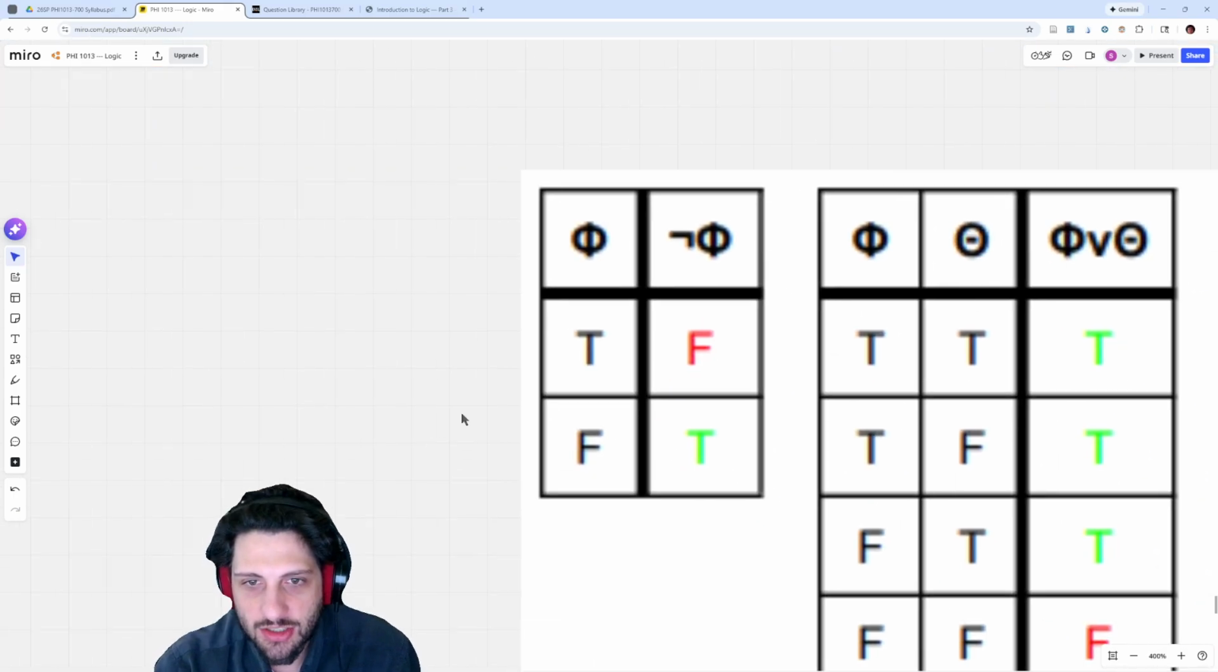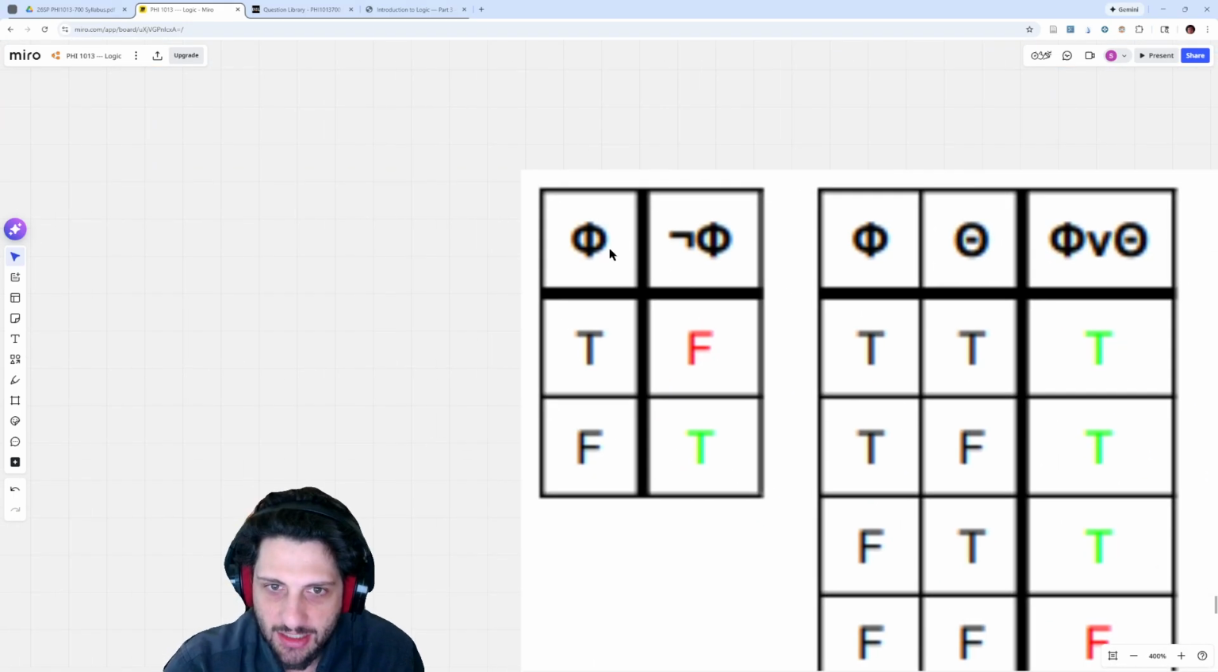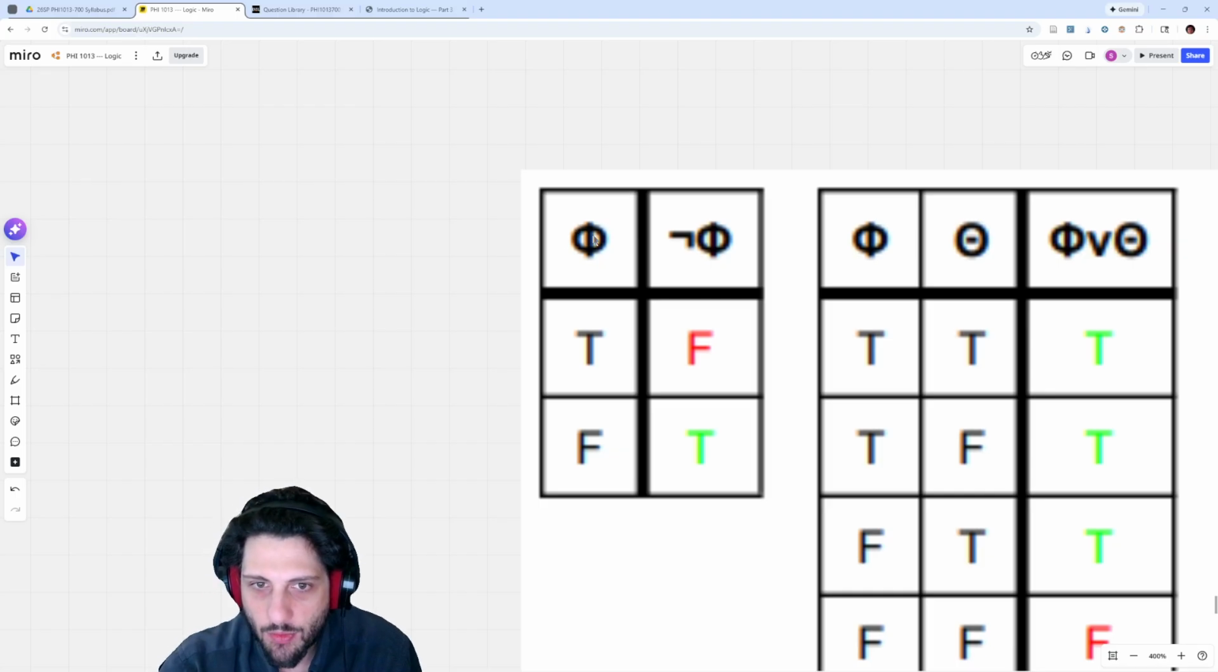So let's look at just this negation here first. Suppose I have this statement phi, and I want to know, all right, when is it that not phi is going to be true?